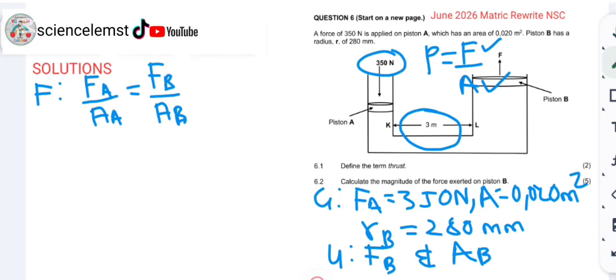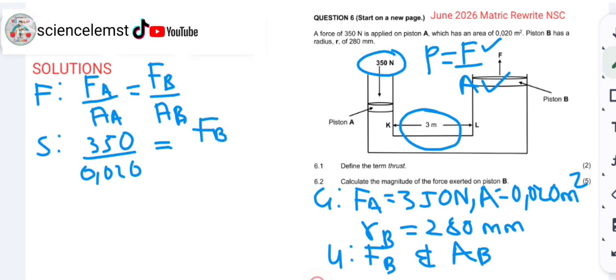Then we do the substitution. So S stands for substitute and then solve. So substitute 350, the area 0,020, the force that side that is unknown over. Now here's the thing, we don't have the area. We have to calculate it. So the shape of our piston, it's what?